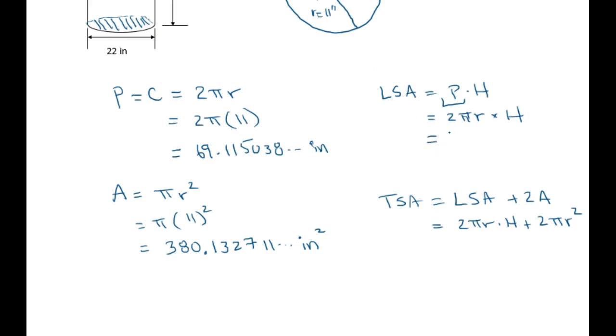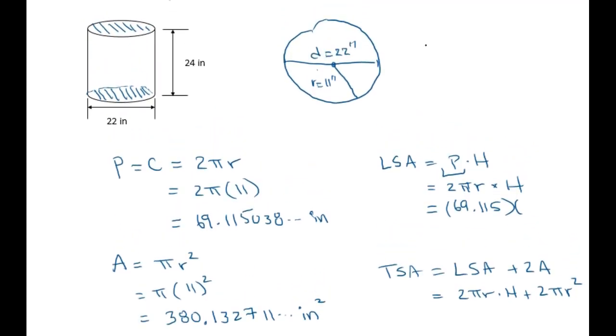So perimeter, we calculated that to be 69.115, etc., multiplied by the height or length of our prism. That's where our three-dimensional shape now comes into play, so 24 inches. When you do that multiplication, I end up getting approximately 1,658.76, just to 2 decimal places, inches squared.